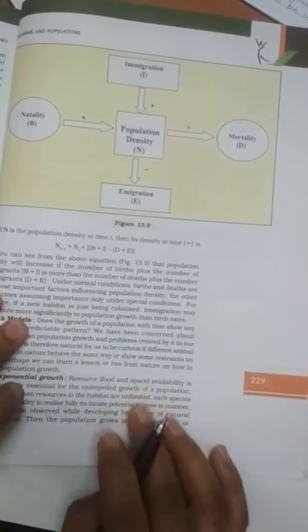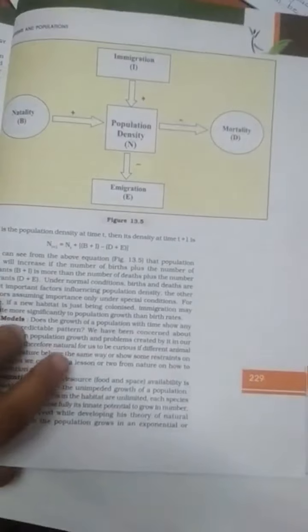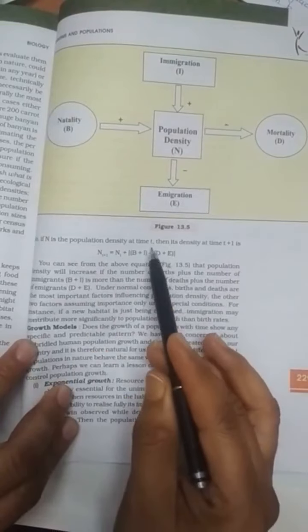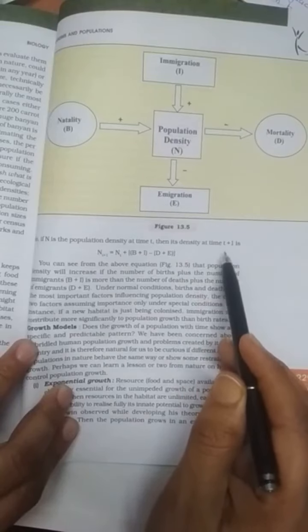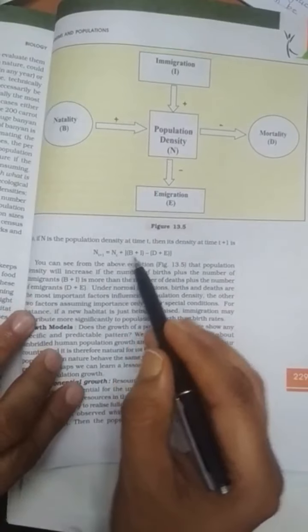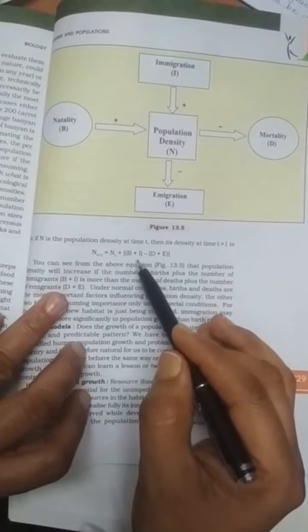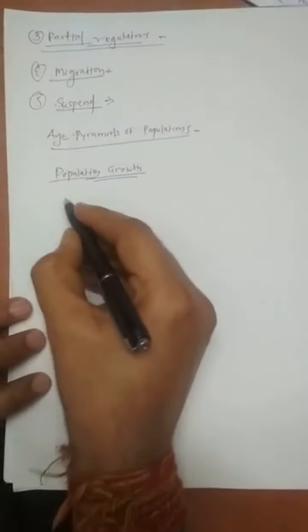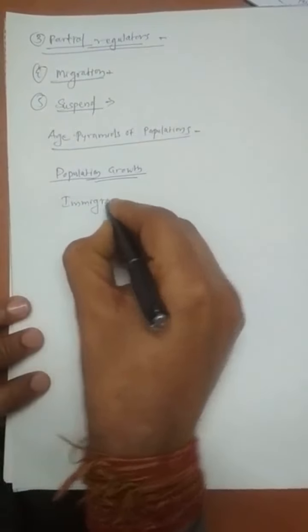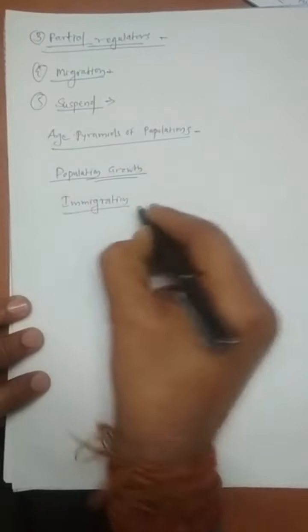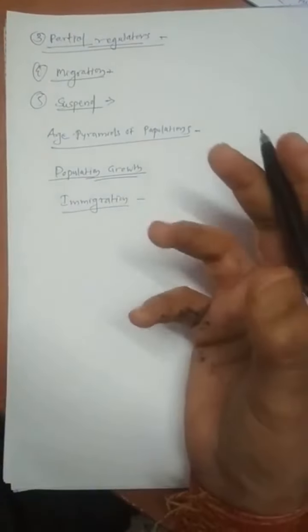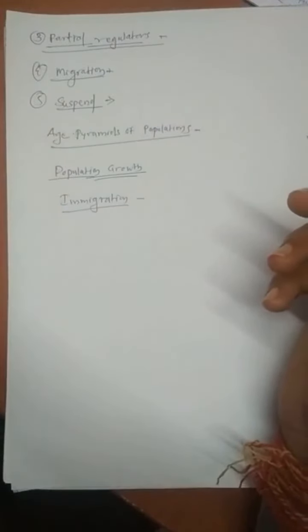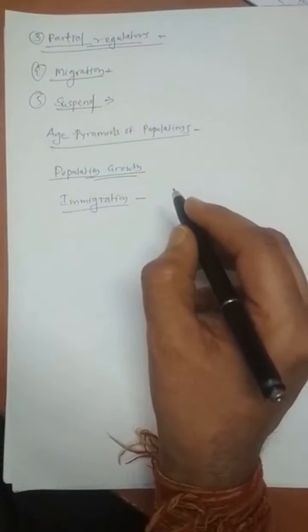Here is a formula. If N is the population density at time t, then its density at time t plus 1 is Nt plus B plus I minus D plus E. Here we should know about immigration: the number of individuals of the same species that have come into the habitat from elsewhere during a given period. This is called immigration.